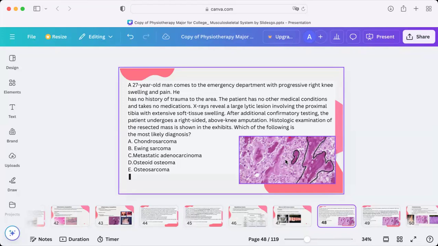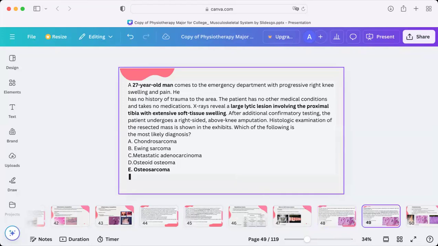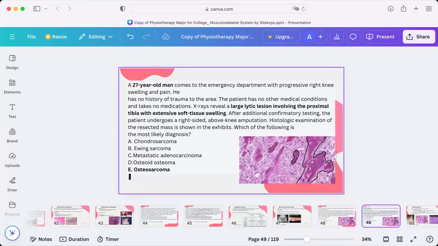Good job. Okay, guys, I'm really proud of you. The correct answer is E. The picture is a very high yield picture, that's why I wouldn't be surprised if they brought it as well. And osteosarcoma is extremely common.